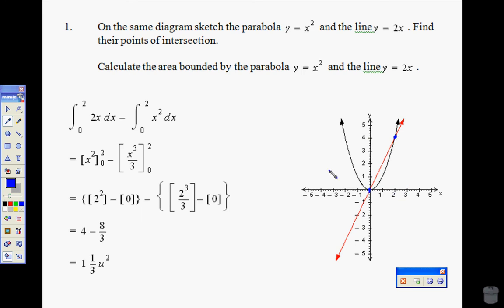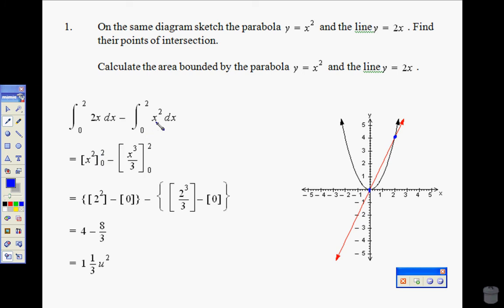So what we're looking at is finding the area under the line and subtracting the area under x squared, because the red line, the 2x, is above that one. You could really do all this in one, and say the integral from 0 to 2 of 2x minus x squared, and that would work too. So integrate that function, because that's the top function, and sub in the values from 0 to 2.